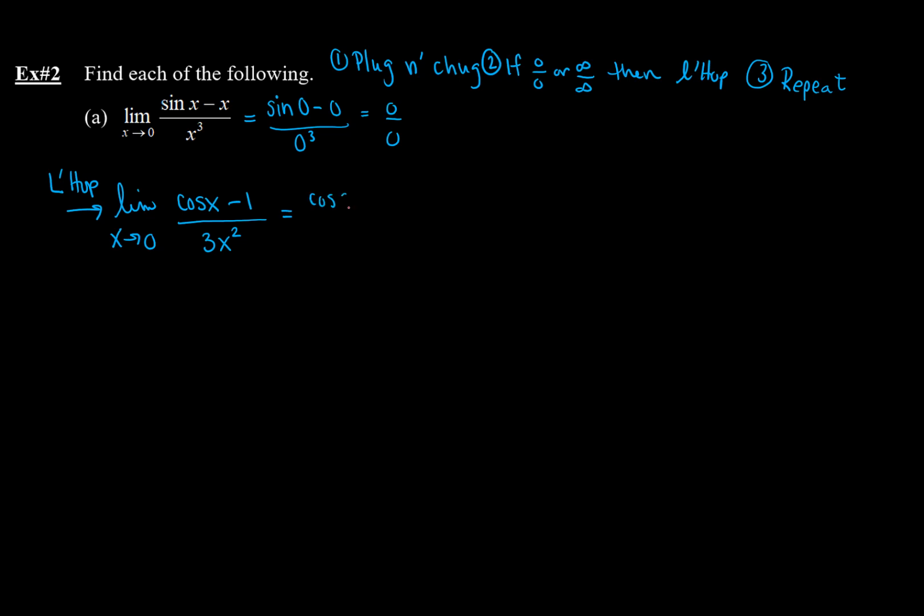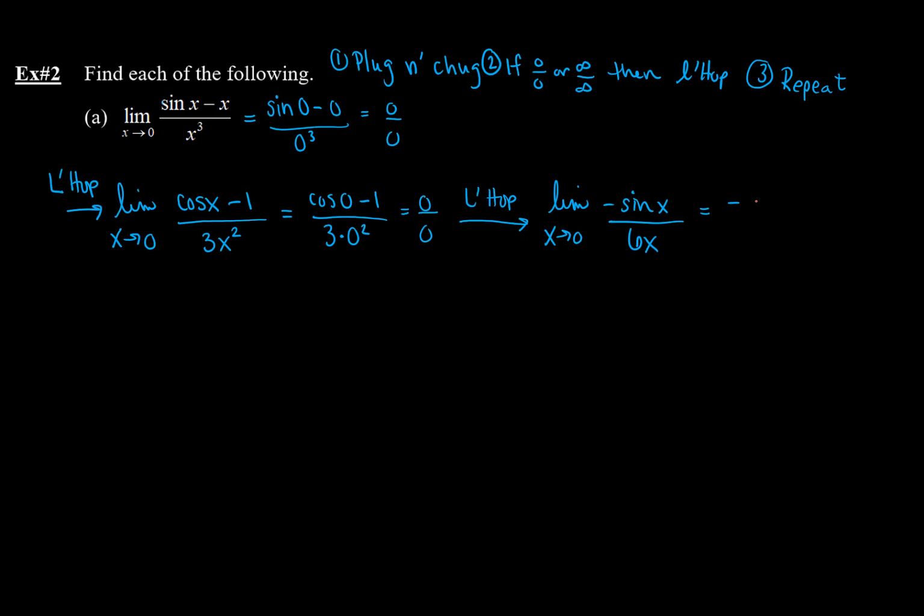So now I've got the cosine of 0 minus 1 all over 3 times 0 squared, which still gives me 0 over 0. So I'm going to do L'Hôpital again. So I've got the limit as x approaches 0. I take the derivative of the cosine of x minus 1. The derivative of the cosine of x is the negative sine of x. The derivative of negative 1 is 0, so I don't have to write it. The derivative of 3x squared is going to be 6x.